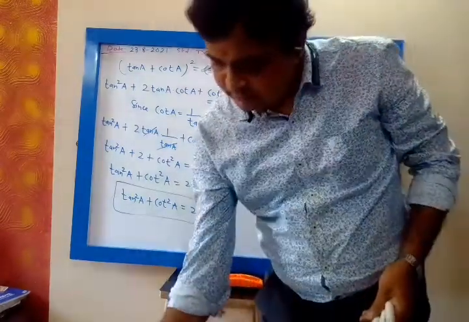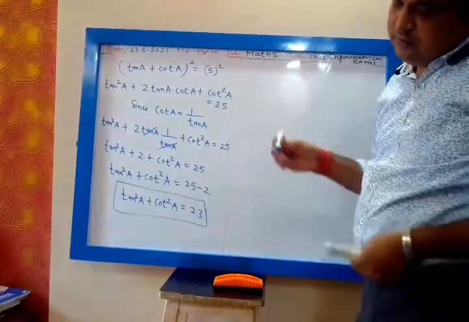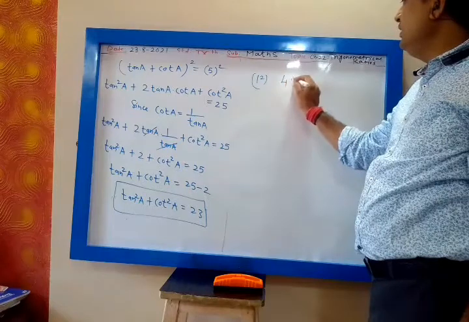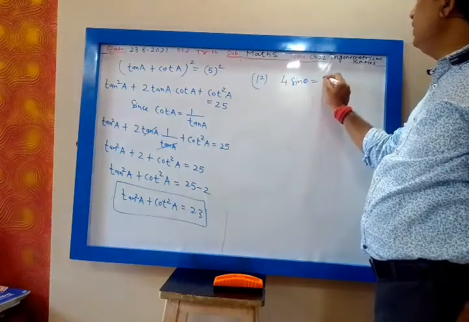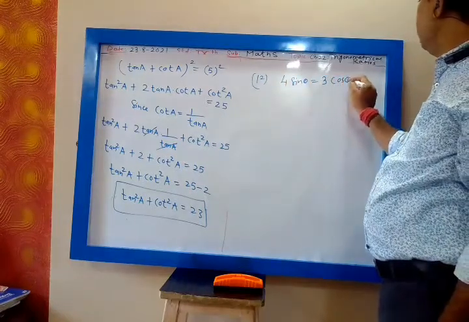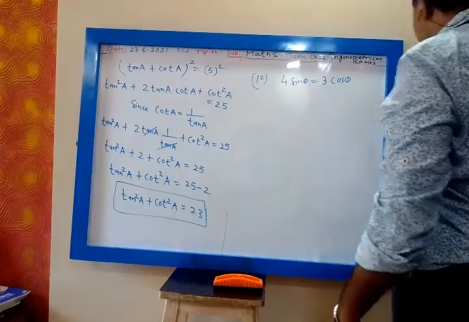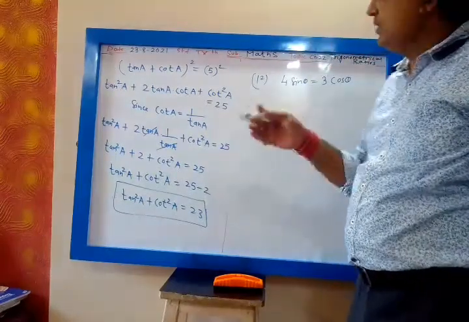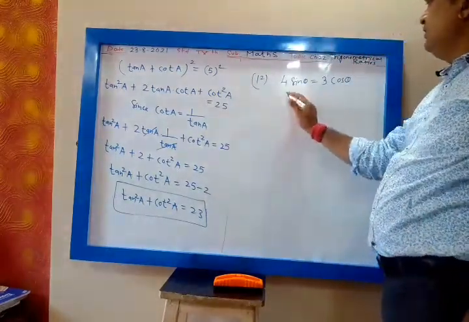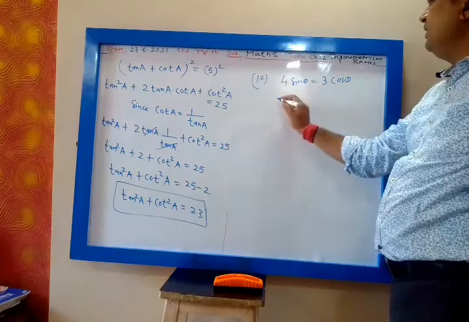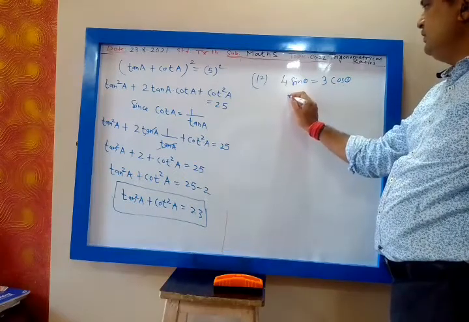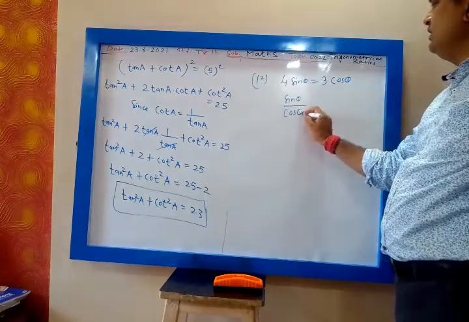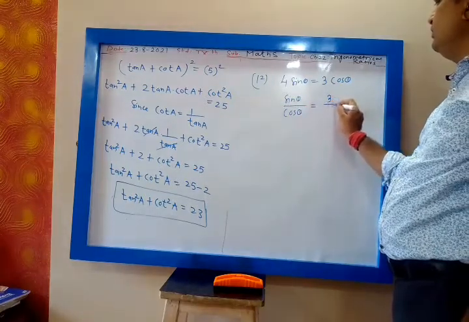Okay. So now, 12th: 4 sin theta is equal to 3 cos theta. Find the value of sin theta, cos theta. Okay, that we'll see later on. So first we try to obtain tan theta. So sin theta upon cos theta, cos theta we take to the other side, is equal to 3 upon 4.